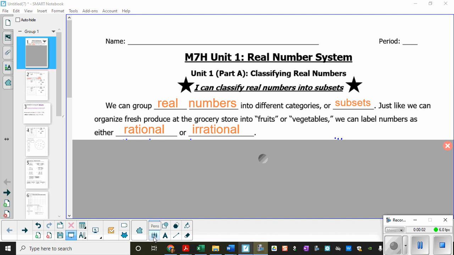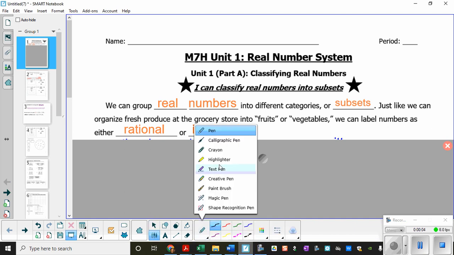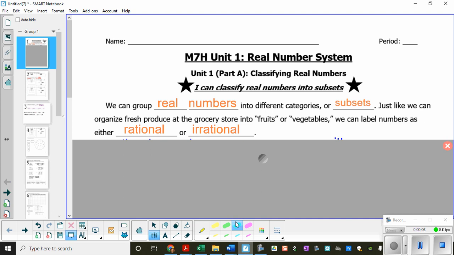All right, hey everybody, welcome to the first video of the first unit, where we're going to be talking about the real number system. To get us started at the beginning of this unit, we're going to be focusing here on part A, where we're just going to be classifying our real numbers. So the first I can statement for today is: I can classify real numbers into subsets.